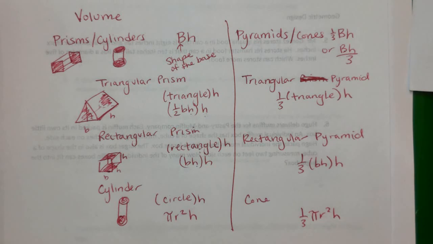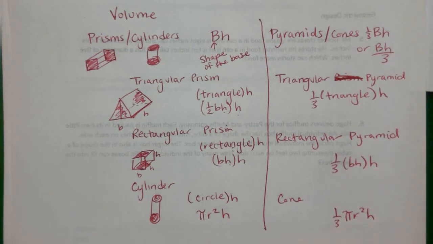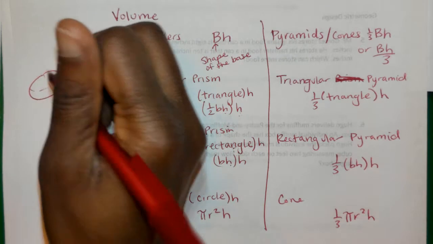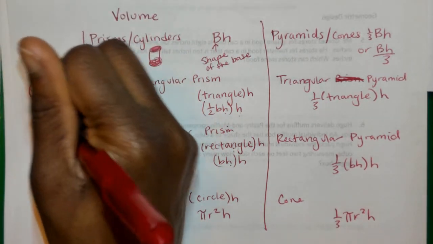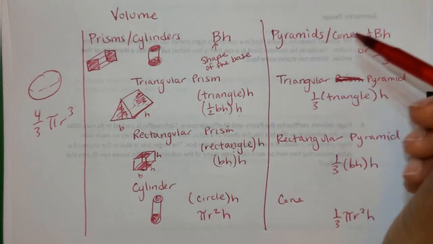So those are our volume things that we did, and then we did surface area last week or last class, and surface area, sorry, not surface area, spheres. The sphere volume is just 4/3 pi r cubed. Okay. That's the only different one besides prisms and pyramids.